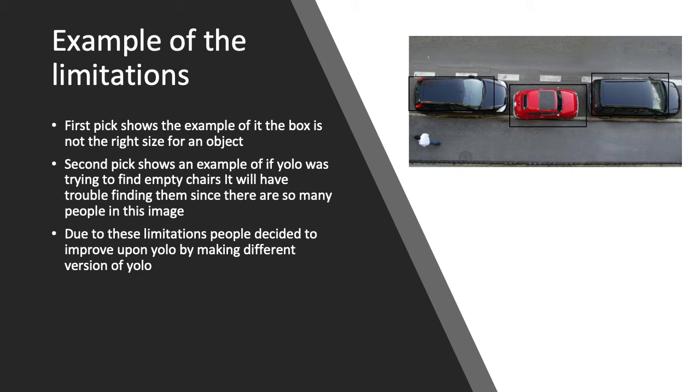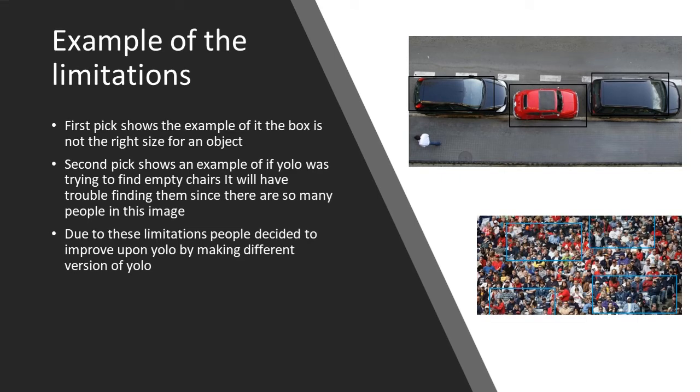Examples of the limitations. The first picture shows an example of what happens if the box is not the right size for an object. You see here, the red car, the anchor box fits perfectly right here. But you see these two cars right here, these black cars. The anchor box does not fit perfectly as they are too big compared to the red box.